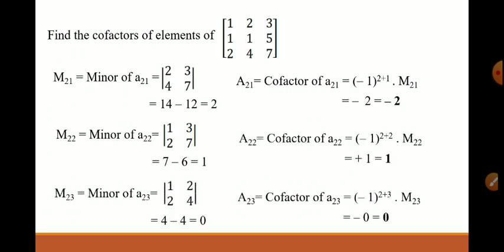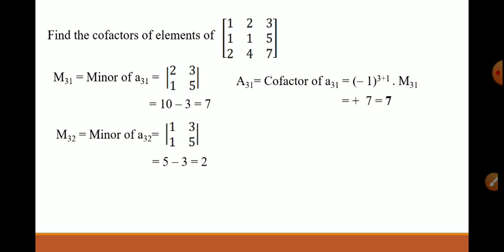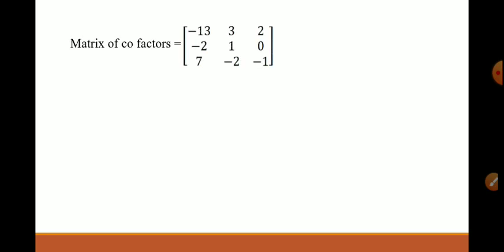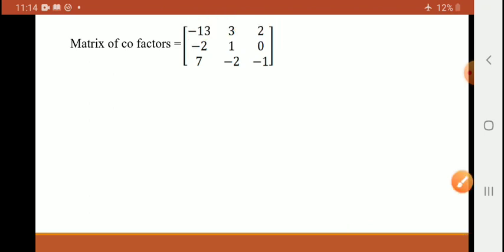2 2, 2 3, 3 1, 3 2, 3 3. Okay. Now all the cofactors we have calculated. Now the matrix of cofactors: replace each element by its cofactor. So this is A11, this is A12, 1 3. Okay. Now this is the matrix of cofactors.